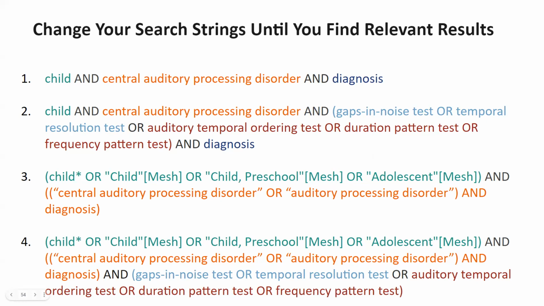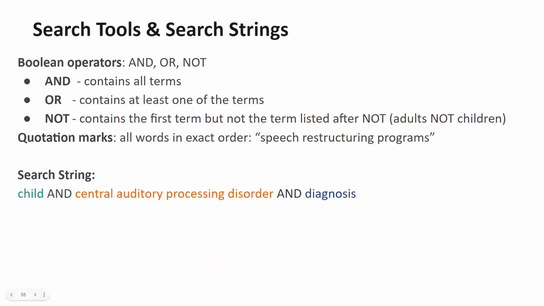So you essentially want to try your search strings and see how relevant the results are and keep changing it until you find relevant results. Don't be afraid to remove or add unique concepts. Sometimes if you have too many unique concepts connected by "and", you get too few search results. You can see that I have 4 different search strings here. I just kept changing them by removing or adding parts until I felt like the results were relevant. So we'll try child and central auditory processing disorder and diagnosis in PubMed.